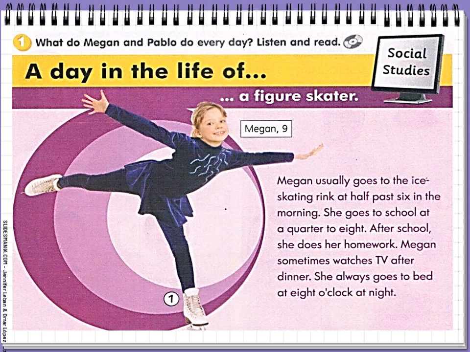Alright, did you like reading about Megan? Now, when does Megan usually go to the ice skating rink? What time did she go? Yes, she goes to the ice skating rink at 6:30. When does she go to school? She goes to school after that, which is at 7:45. Good, 7:45. What does she do after school? Look at the text again. Yes, very good. After school, she does her homework. What does Megan do after dinner? Yes, she watches TV after dinner. And finally, what does she do at 8 o'clock at night? Very good, everyone. She always goes to bed at 8 o'clock at night.